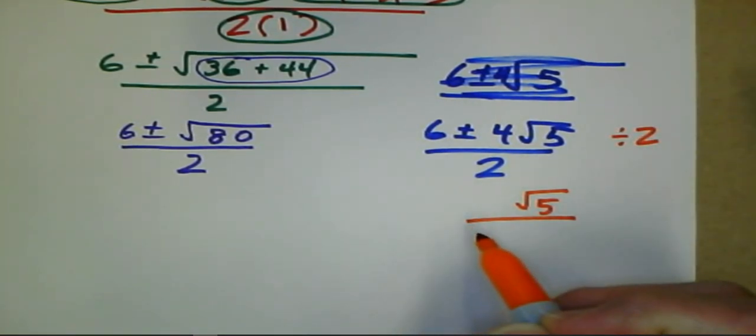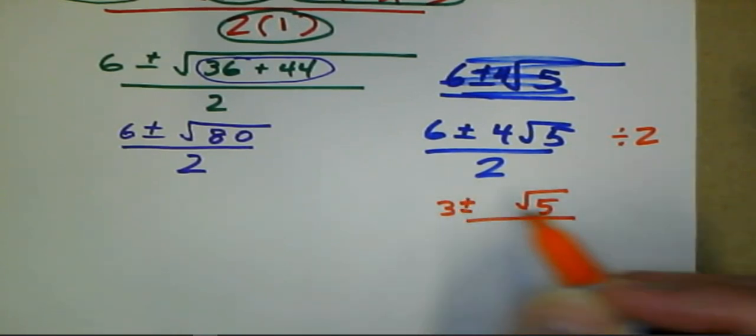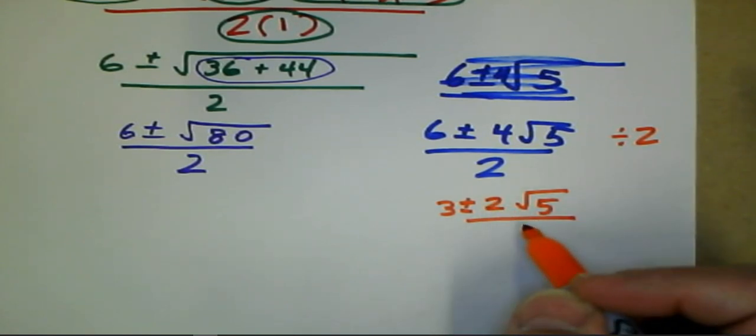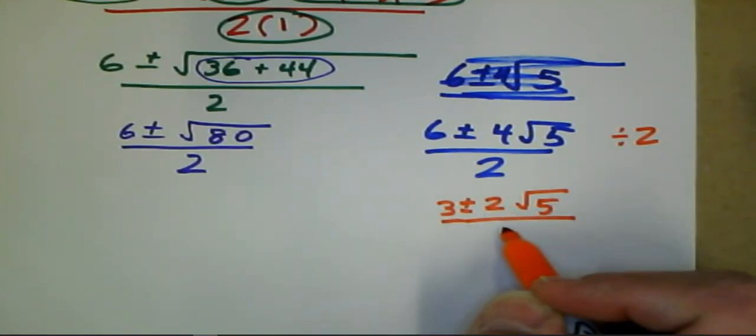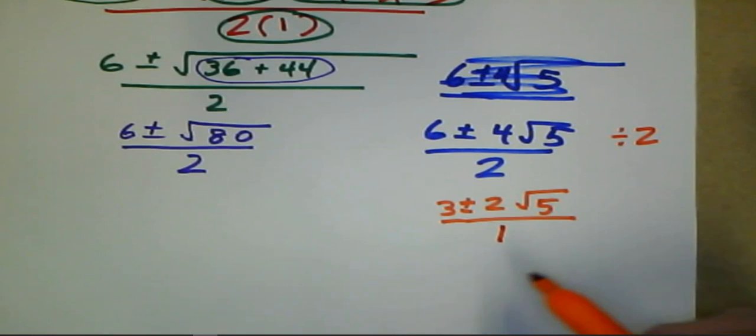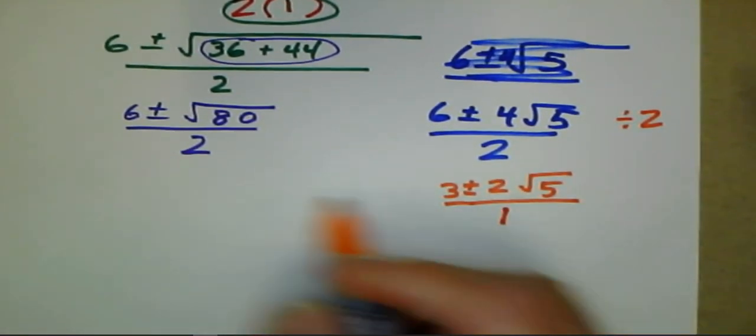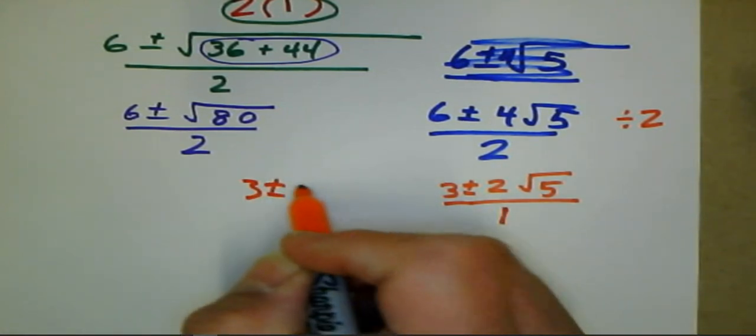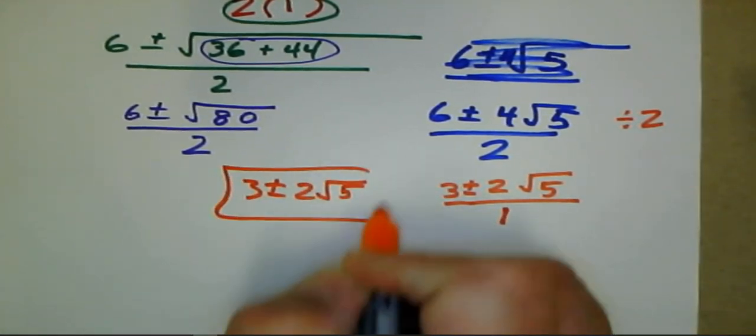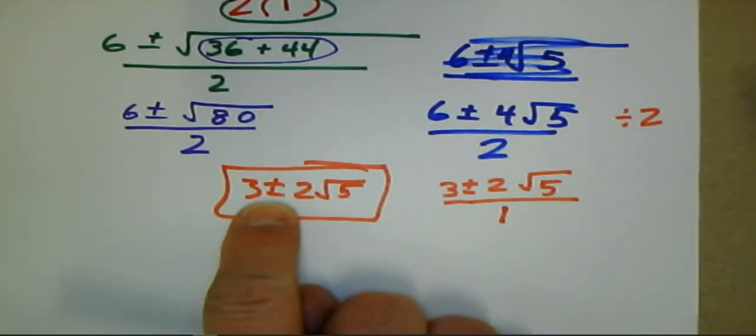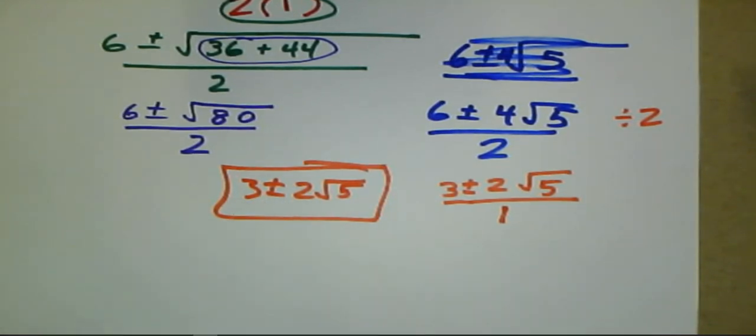So what's 6 divided by 2? What's 4 divided by 2? What's 2 divided by 2? 1, right? Okay. Do I need the 1? No. 3 plus or minus 2 square root 5. Good enough for an answer. And I'm not going to make you break it apart. I know your answer sheet says to, but you know that there's two answers here, the plus and the minus.